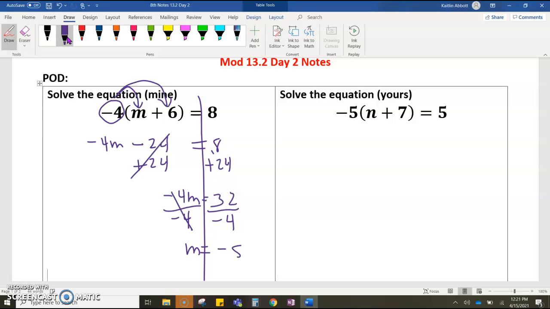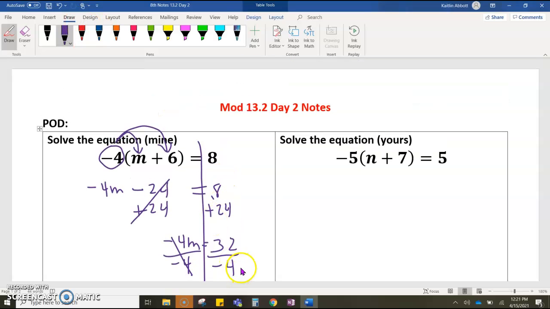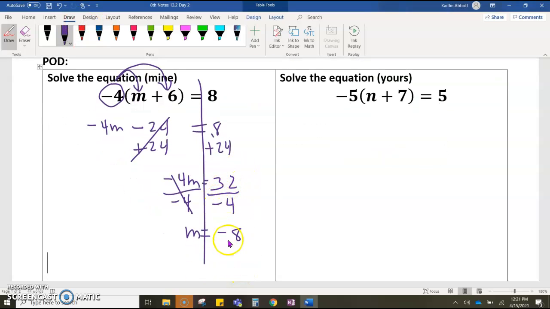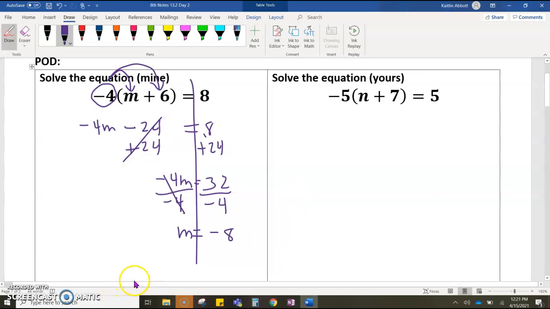And a -8 at that, because a positive divided by a negative is a negative. 32 divided by 4 is 8. All right. Take this time to do yours on Nearpod. Pause it right here. I'll see you back in a minute.